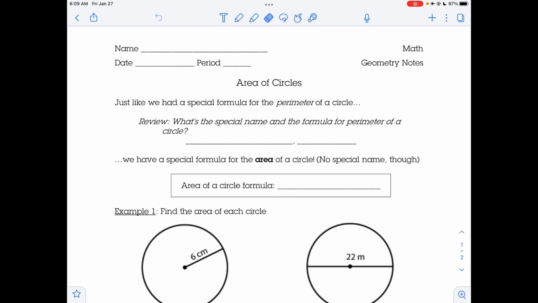Our plan for today was to look at the area of circles. It was already designed to be a pretty quick lesson, so hopefully this doesn't take too long and you can get your assignment done with ease.